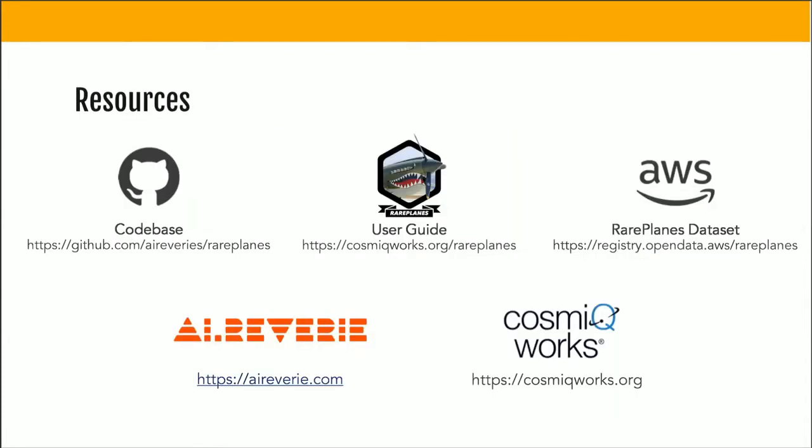We have several resources here that will be helpful for end users who want to dive into using the RarePlanes data set. We've created an excellent code base that will help you with the various pre-processing steps required for working with satellite imagery. We also have a detailed user guide that will walk you through all of the minutiae of the data set, so you can use it to its full potential. You can download the RarePlanes data set off of AWS through their open data program for free. All you have to do is have an AWS account installed and configured.